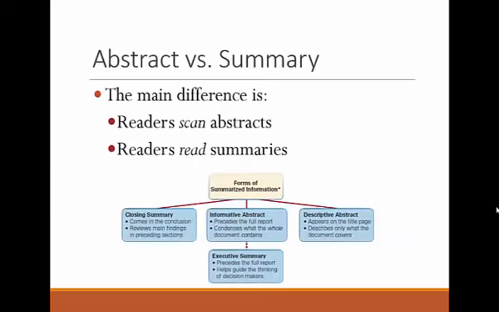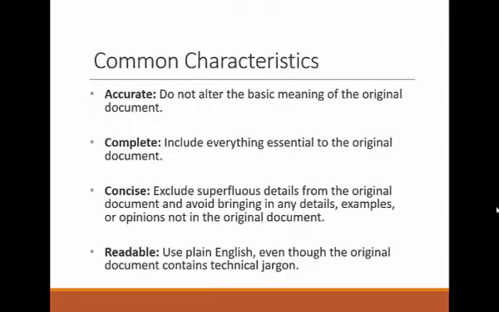The main difference between the two is that readers scan abstracts to decide whether to read the main report, while readers will read executive summaries instead of the main report. As you can see from the figure, which is also in your textbook, each type has different purposes and placements in the source document. They do, however, require certain actions by the writer, regardless of the type of abstract or summary.